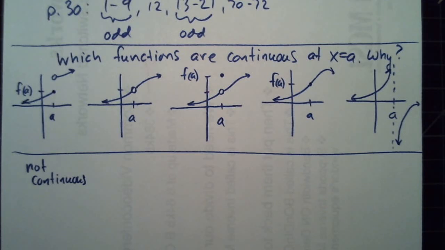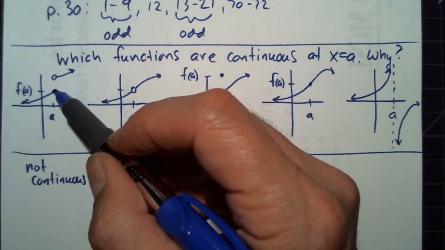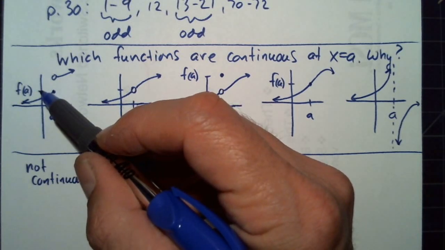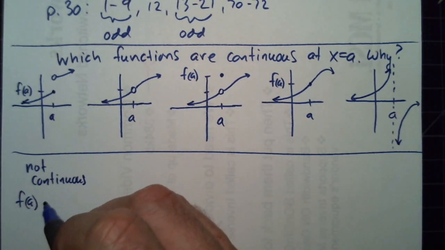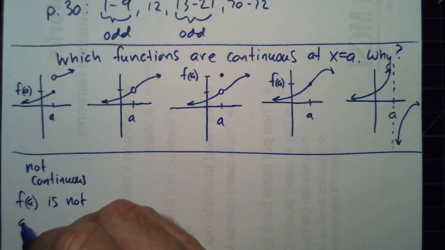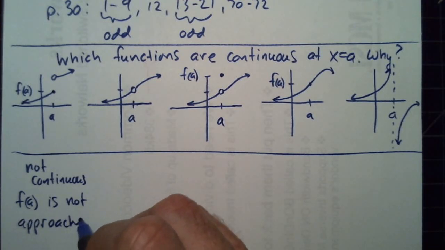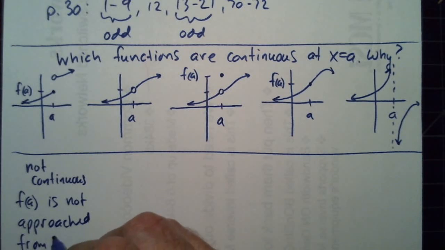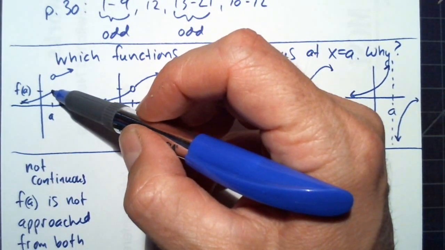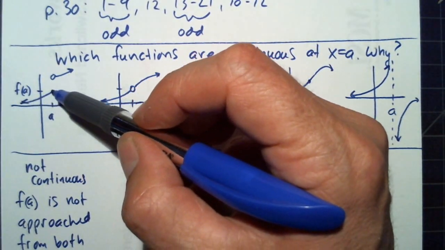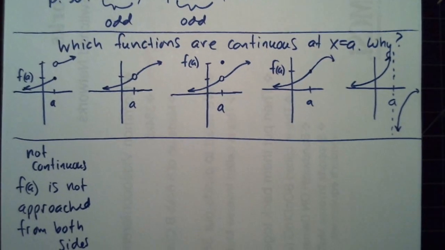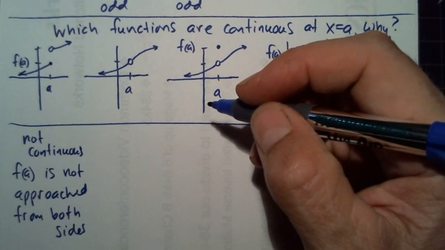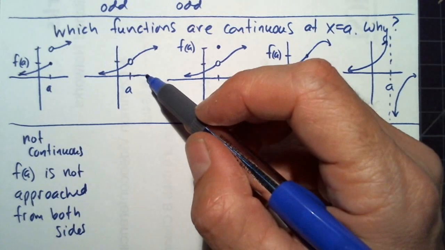And I think we should say that this y value is f of a. And we can say that f of a is not approached from both sides. So if we look at that value, from the left, it is approached. From the right, some other y value is approached. And that's the problem with this function.